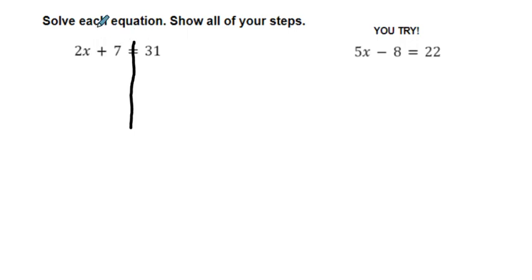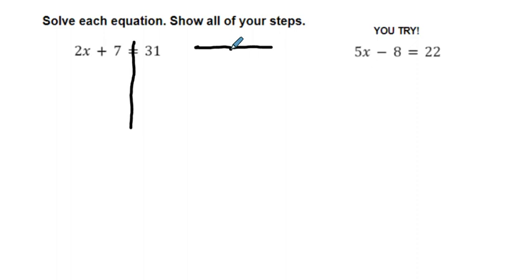So the first thing I always do is I look and I find where x is. All right, x is right here. And then see what's happening. Well, it's being added by 7, and then on the other side of the equation, you have 31, right? And so we're dealing with a balanced equation here. This is a balanced equation.